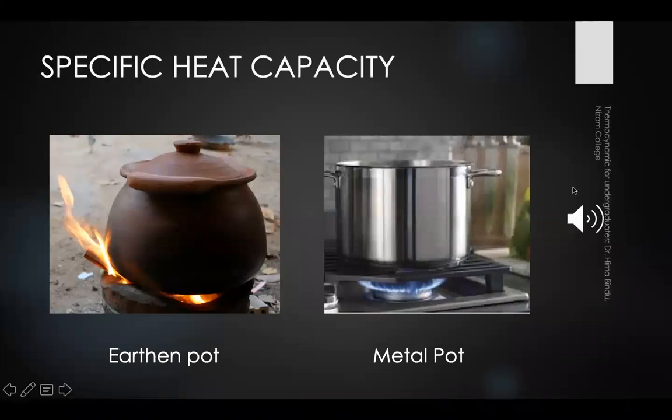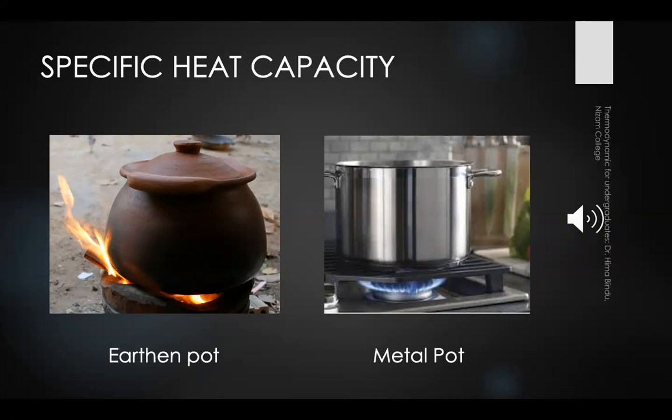Let us look into the term specific heat capacity. You can see here there are two pots. One is a steel pot, the other is a clay pot. If you want to cook food in any of these pots, what do you expect? Which pot cooks food in less time comparatively? Obviously, it is the metal pot or the steel pot.